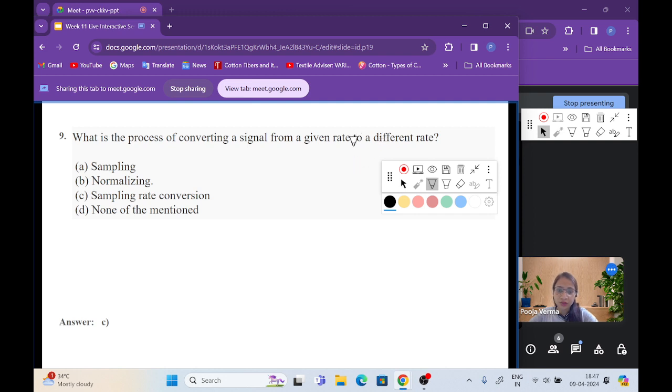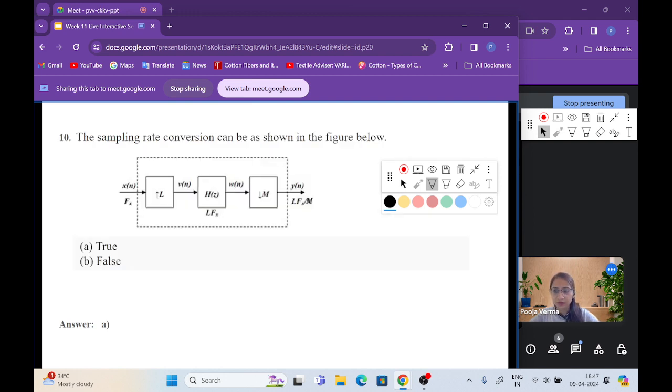So till now we are solving the questions related to the sampling rate conversion system only. So if there is a signal which is given at a specific rate and we are going to convert it into a different rate, that is called sampling rate conversion. Okay, so option C is the correct answer. Or we can say that the process of converting a signal from a given rate to a different rate is called sampling rate conversion system.